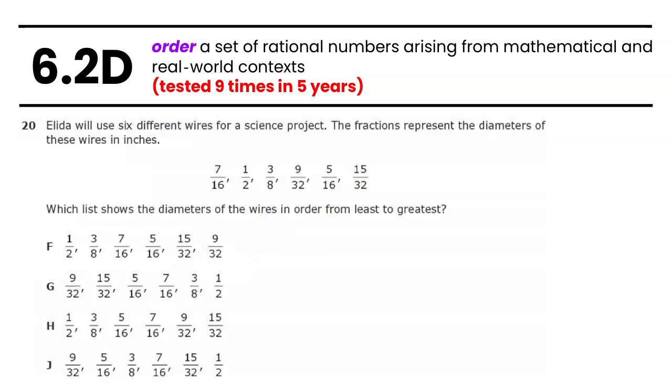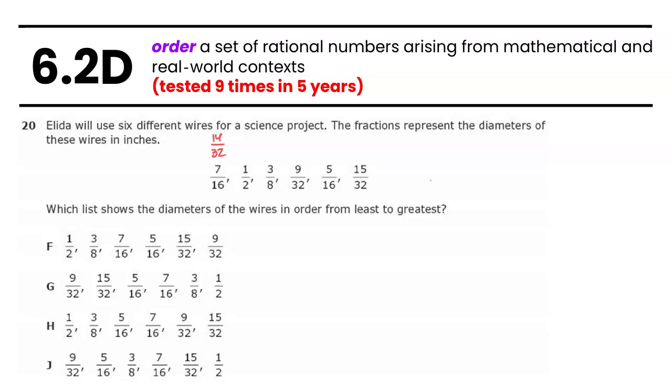For this problem, we're given 6 fractions, and what I notice about the denominators of all of these fractions is that it's going to be best to compare these if I make the denominators 32 for all of them. And so if we start with the first fraction, to get to 32, we would need to multiply by 2, and so this is going to be 14 over 32.